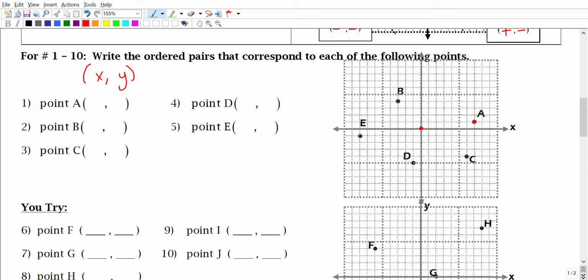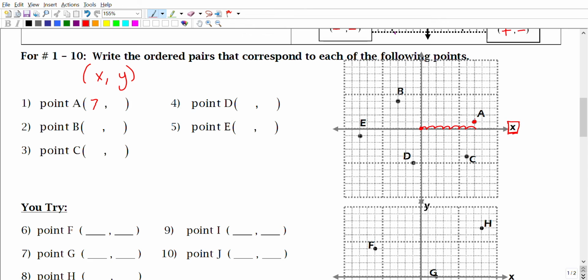So first I have to go left and right, and then up or down. Okay, so x-axis, so I go left and right. So let's see, which way do I have to go? Well, I have to go right. So I'm going to go right 1, 2, 3, 4, 5, 6, 7. So positive 7 because I went to the right 7.